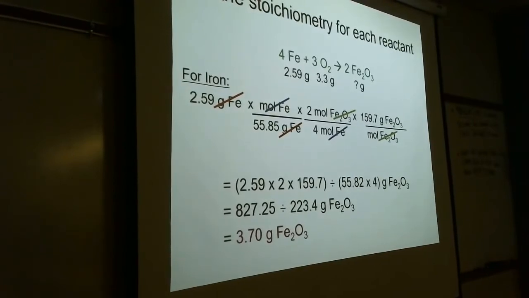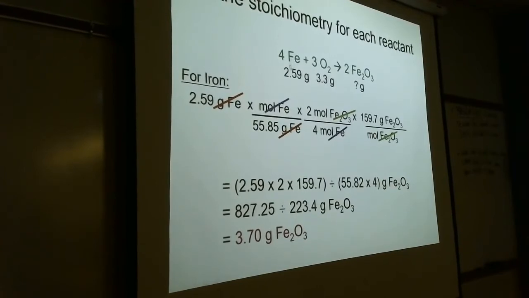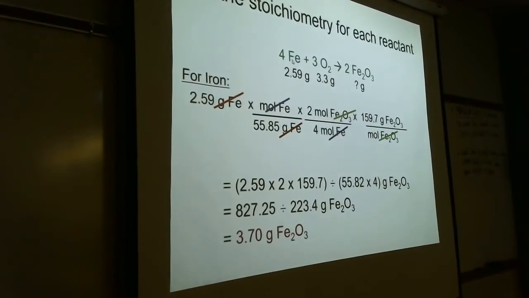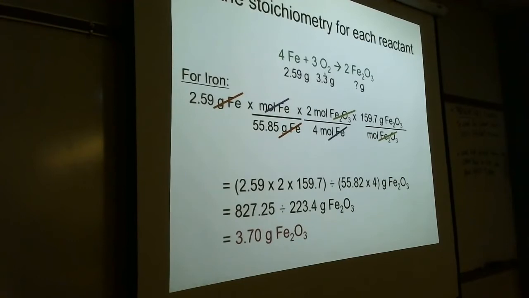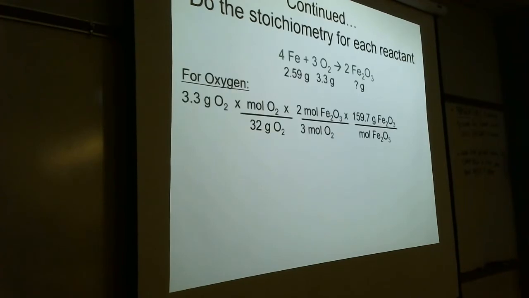But am I done? No, I've only done half the work, right? I've done the amount that I can get from iron, but I've got to do this all over again for oxygen, and then compare, and then pick the smallest number. Does everybody understand why we're doing this twice? Because we know information about both substances. So now let's do it for the other substance.